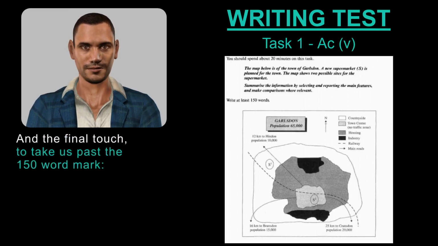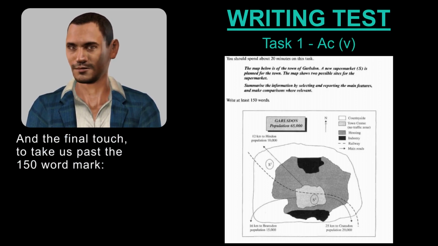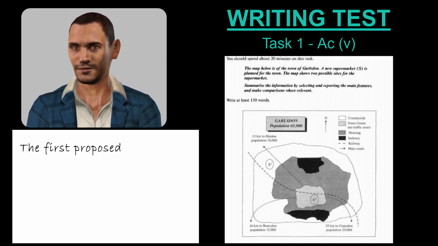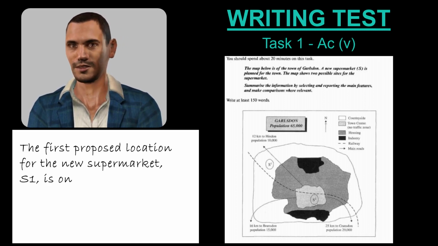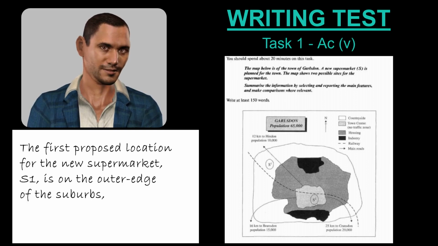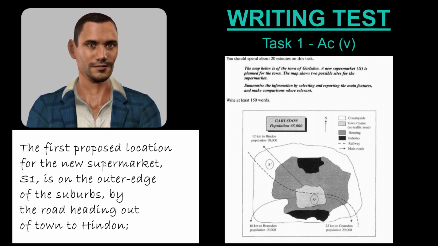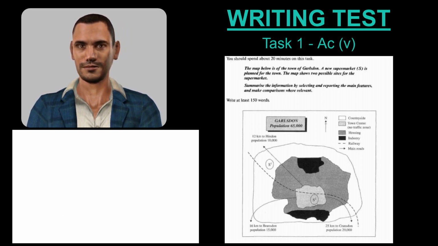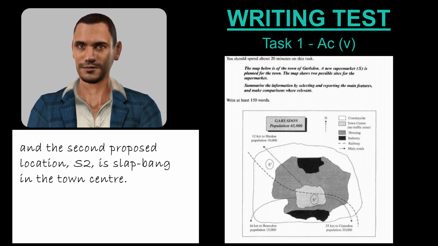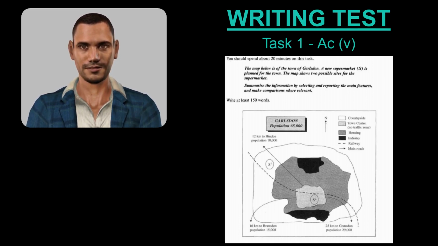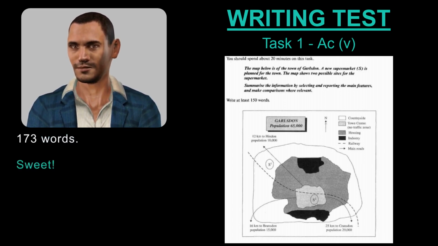And the final touch, to take us past the 150-word mark. The first proposed location for the new supermarket, S1, is on the outer edge of the suburbs, by the road heading out of town to Hindon. And the second proposed location, S2, is slap bang in the town centre. 173 words. Sweet.